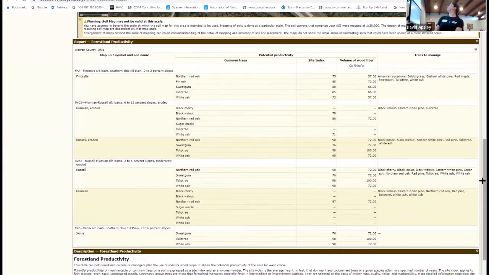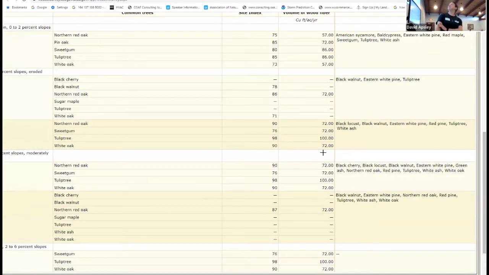Let me try to zoom in a little bit. It'll give you the soil over here, which I blocked, different species, and that height rating that Dave was talking about. So here, black walnut will grow to 78 feet on average at 50 years. Northern red oak, 86. So I'm probably going to pick the red oak over the walnut on that site.